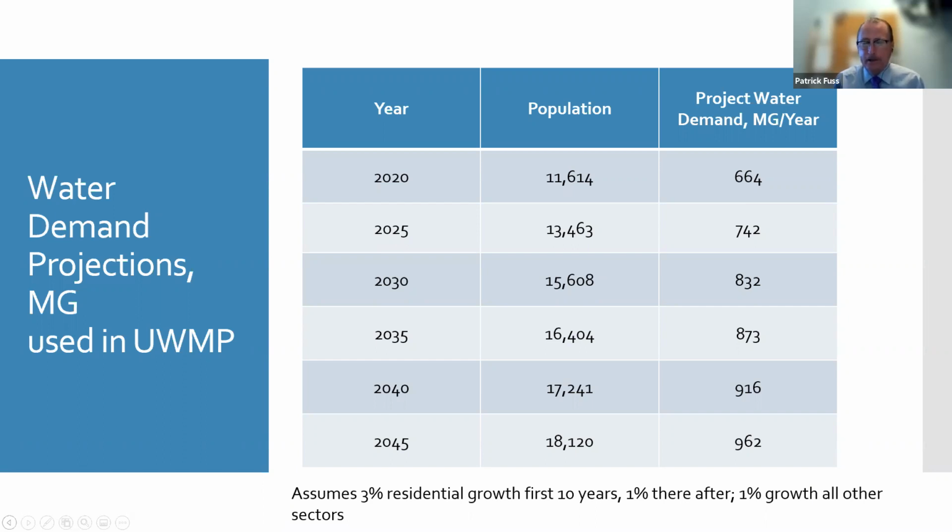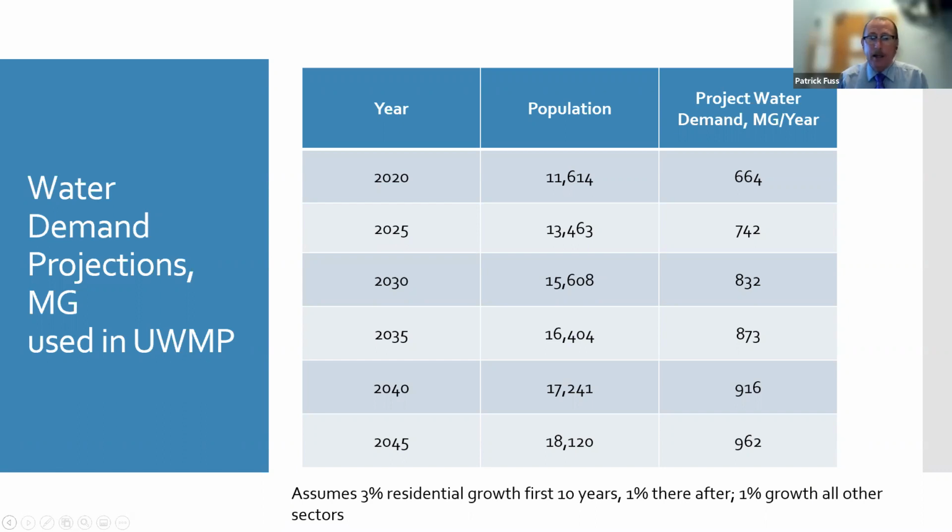So the first step in looking at our demand projections is to look at population changes. The first step for our version of the urban water management plan was to look at the outside edges of the puzzle, which would entail 3% growth over the first 10 years and 1% growth after. So the 3% is residential. All of the other water use sectors would grow by 1%, at least that's our assumption. And that represents the outside edge of the puzzle for us.